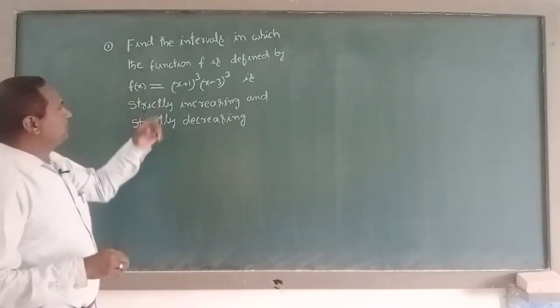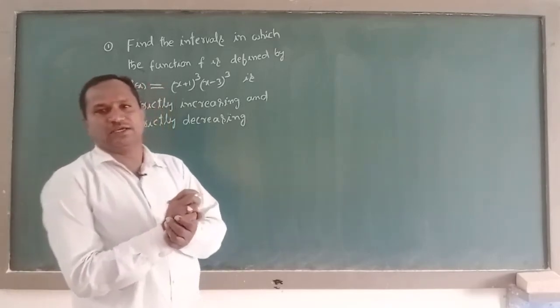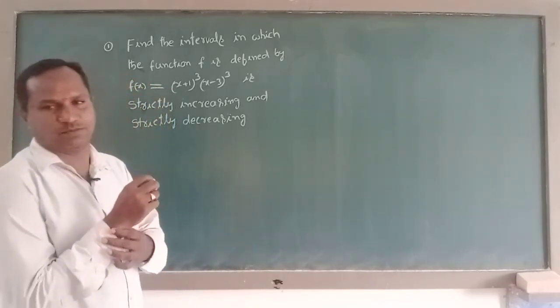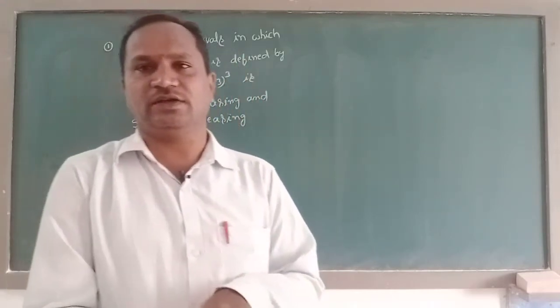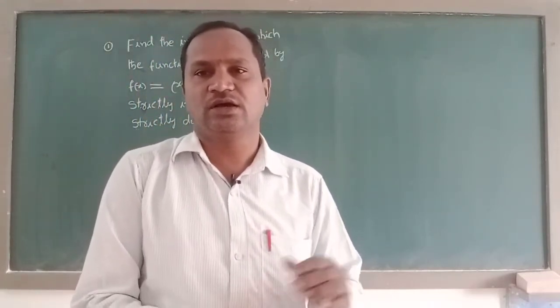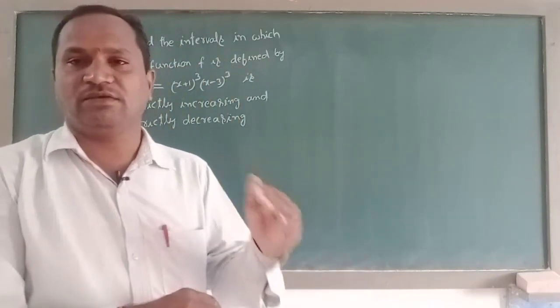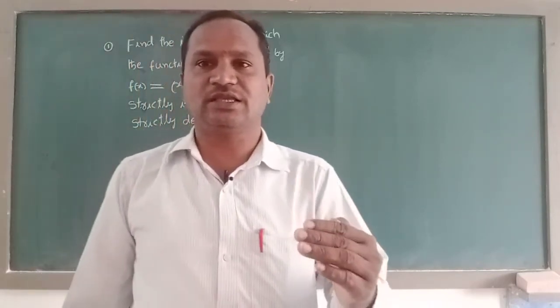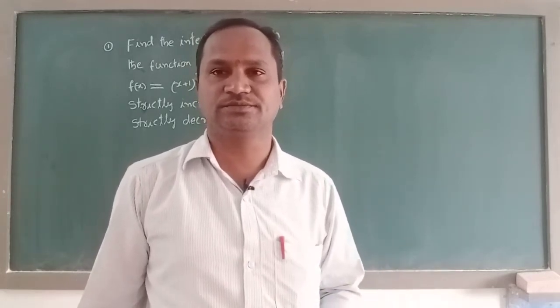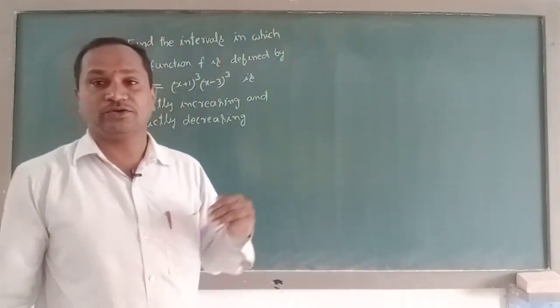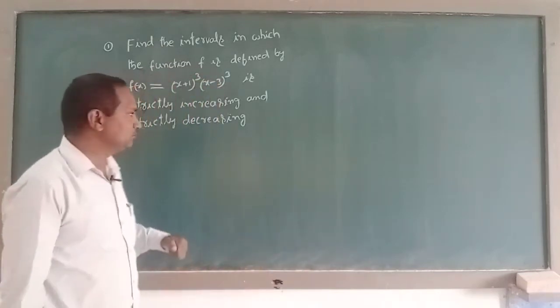Here they gave one function, f of x equal to (x plus 1) whole cube into (x minus 3) whole cube. For that we are going to find the intervals in which the given function is strictly increasing or strictly decreasing. Now let us give the solution for this question.